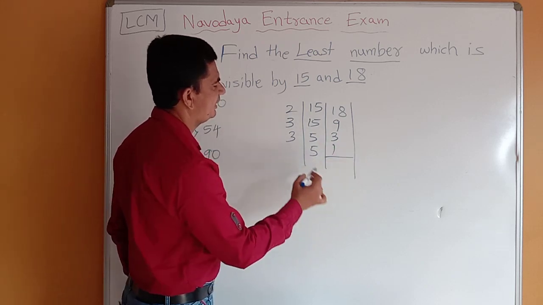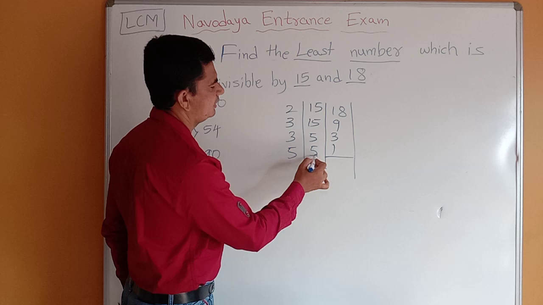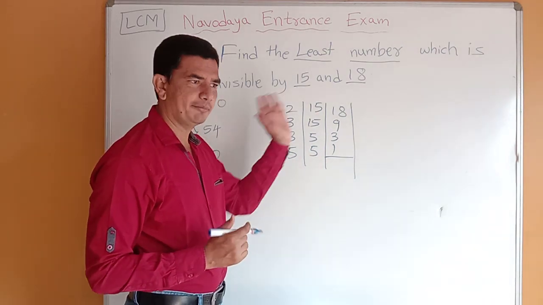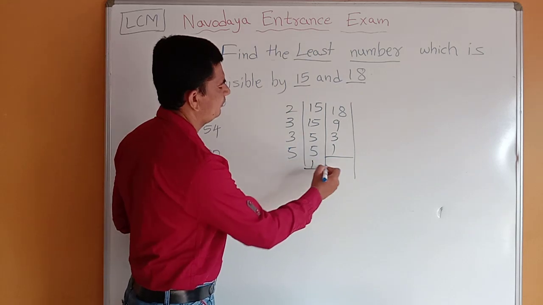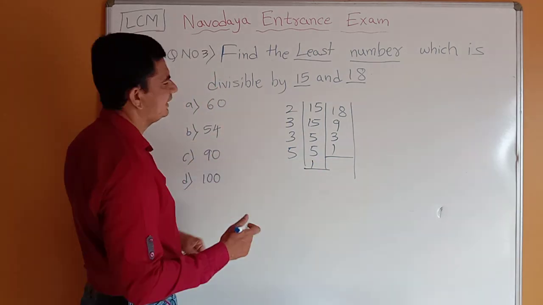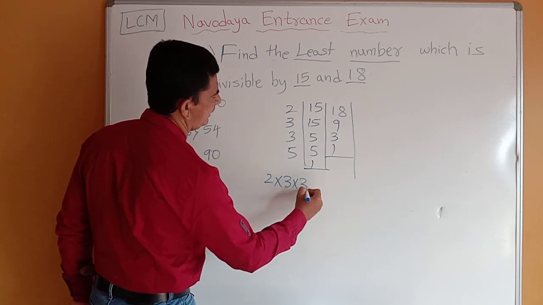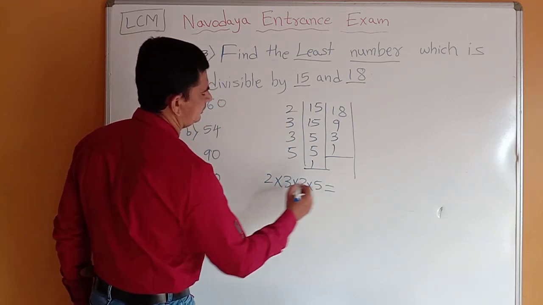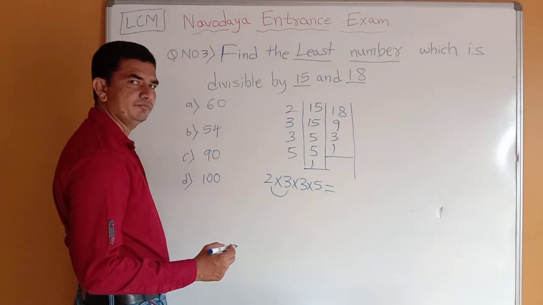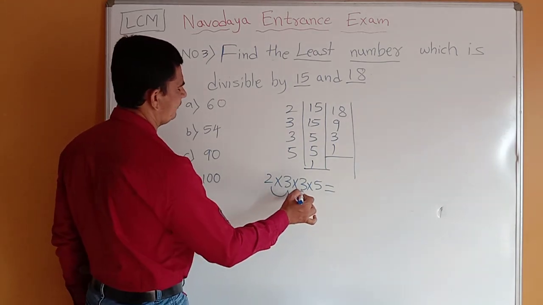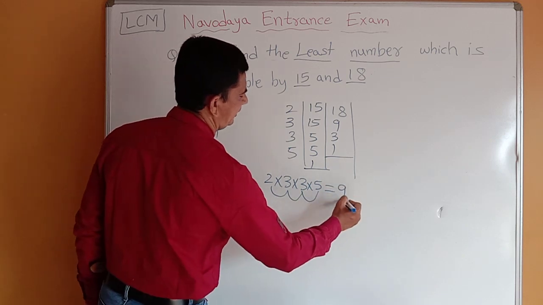Now it's completed. Now take 5, because 5 is a prime number. If the number is prime, we can take that number directly. 5 1s are 5. Now we have to multiply these numbers. 2 into 3 into 3 into 5. So 2 3s are 6. 6 3s are 18. 18 5s are 90.